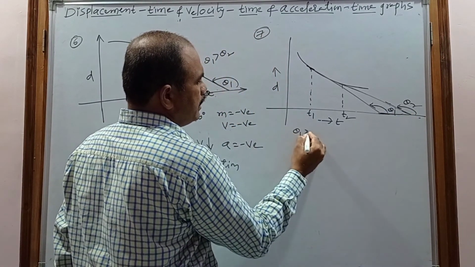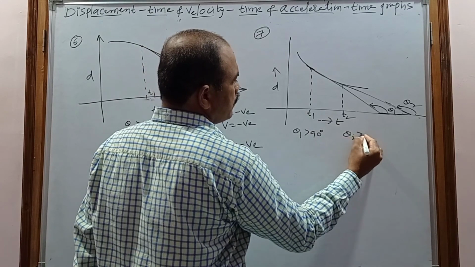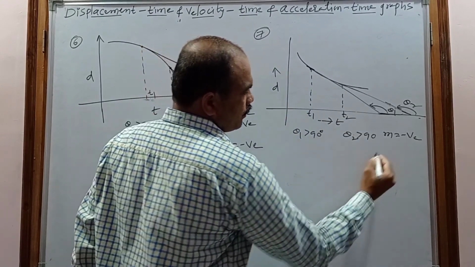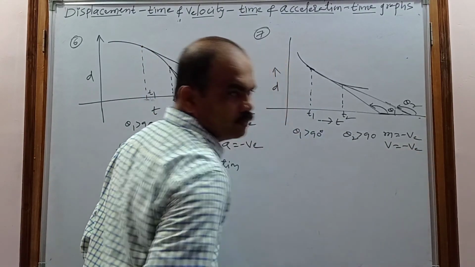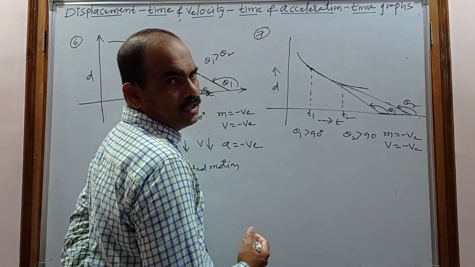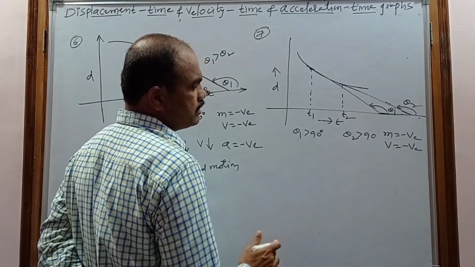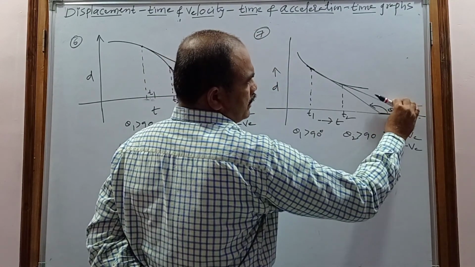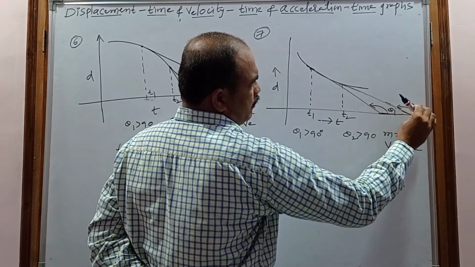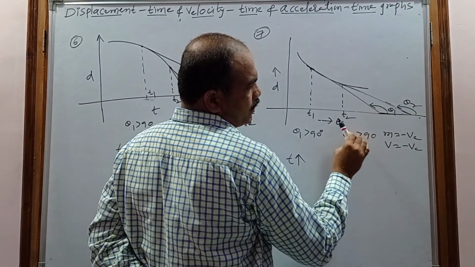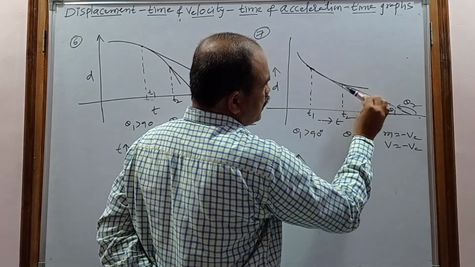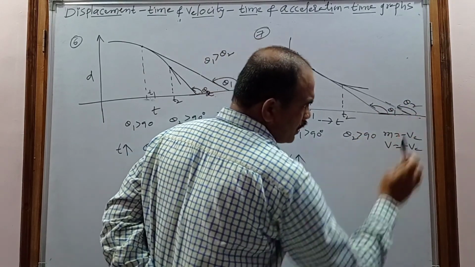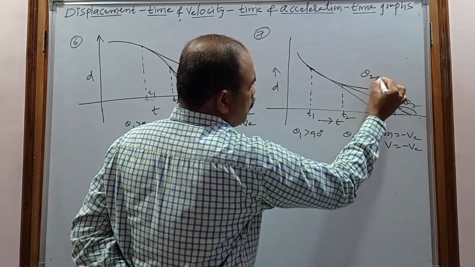Theta 1 is greater than 90 degrees and theta 2 is also greater than 90, so the slope is negative. The slope of the displacement versus time graph gives the velocity, which will be negative. But with respect to time, is it increasing, decreasing or constant? Time is increasing, so observe the angle made by the tangent at t2, this is theta 2, and this is theta 1. The theta is increasing here: theta 2 is greater than theta 1.